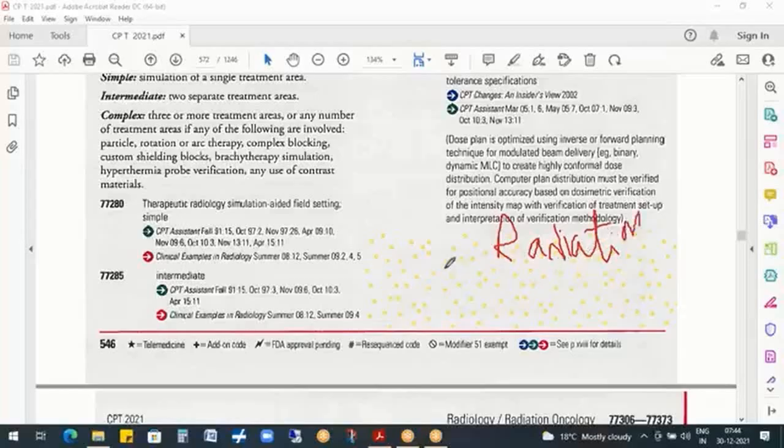Now, first key term, planning. Second key term, simulation.